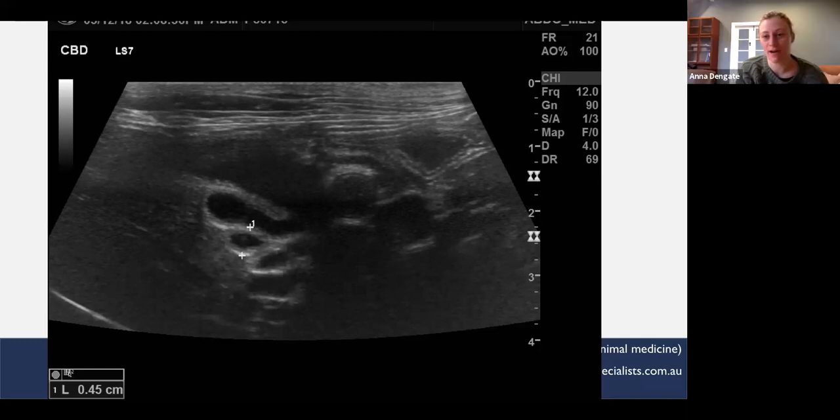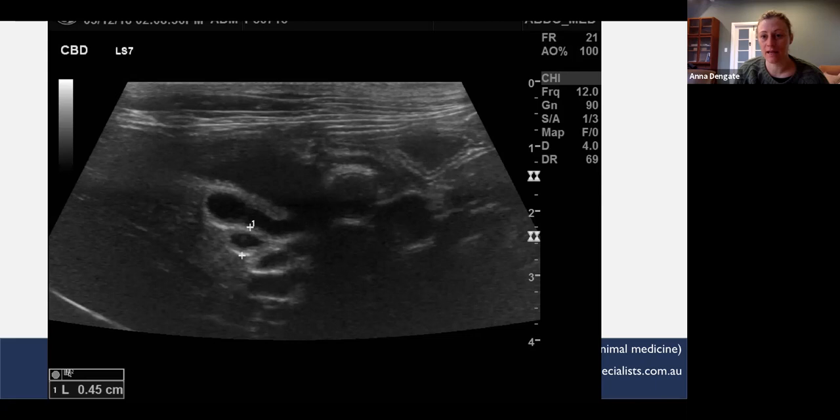So you're right that 5 millimeters is technically the cutoff, a marker for obstructive pathology. But this cat's getting up there, and you can see that the loop of common bile duct that's been measured is not actually the widest loop. So if we'd measured up here, this cat would probably be classified as having an obstructed bile duct.